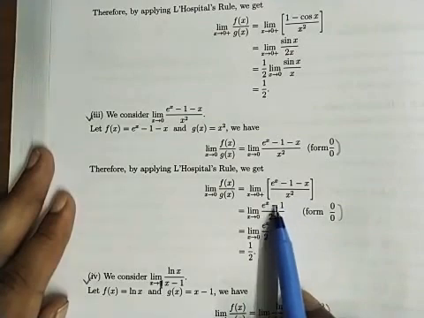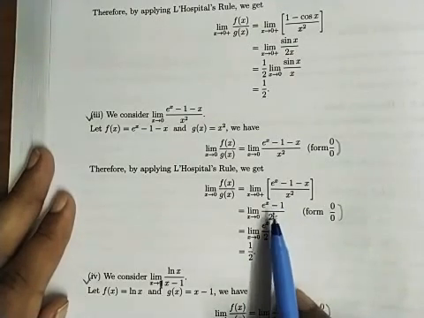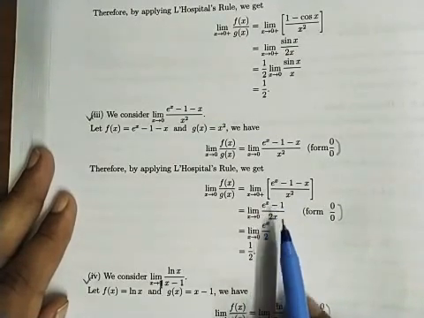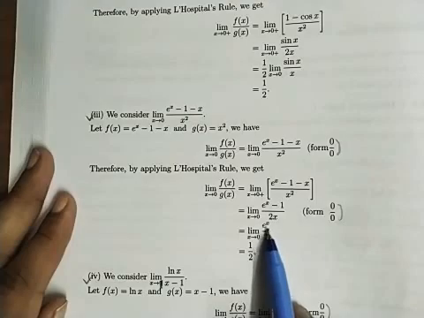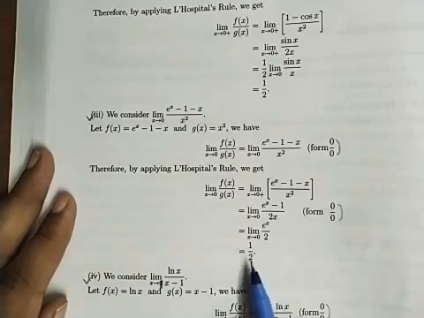Again we take the derivative of numerator and denominator. So derivative of e raised to x is e raised to x, derivative of 1 is 0, derivative of 2x is 2, and here after applying limit we get e raised to 0 upon 2, that is 1/2.